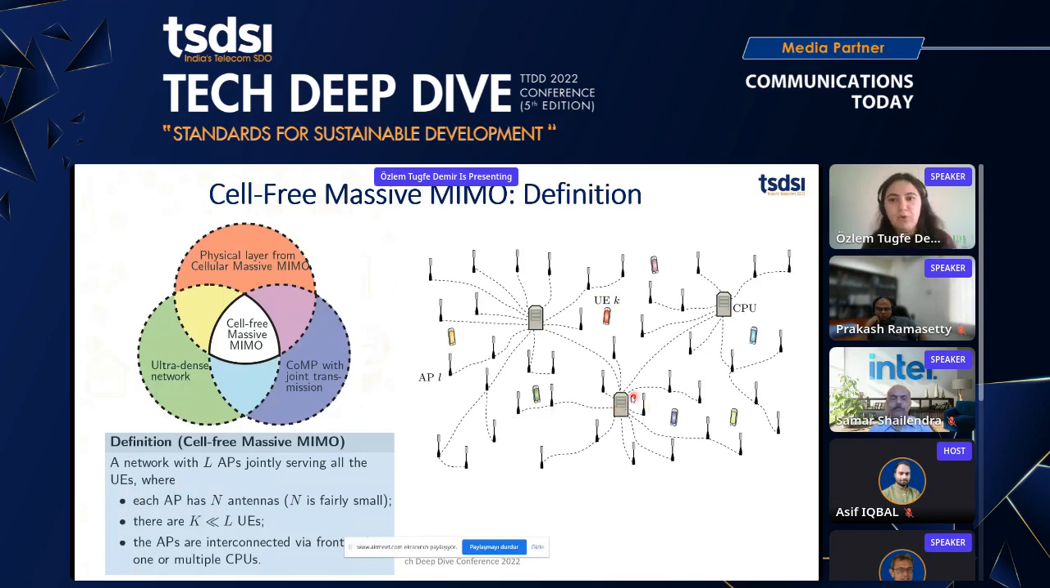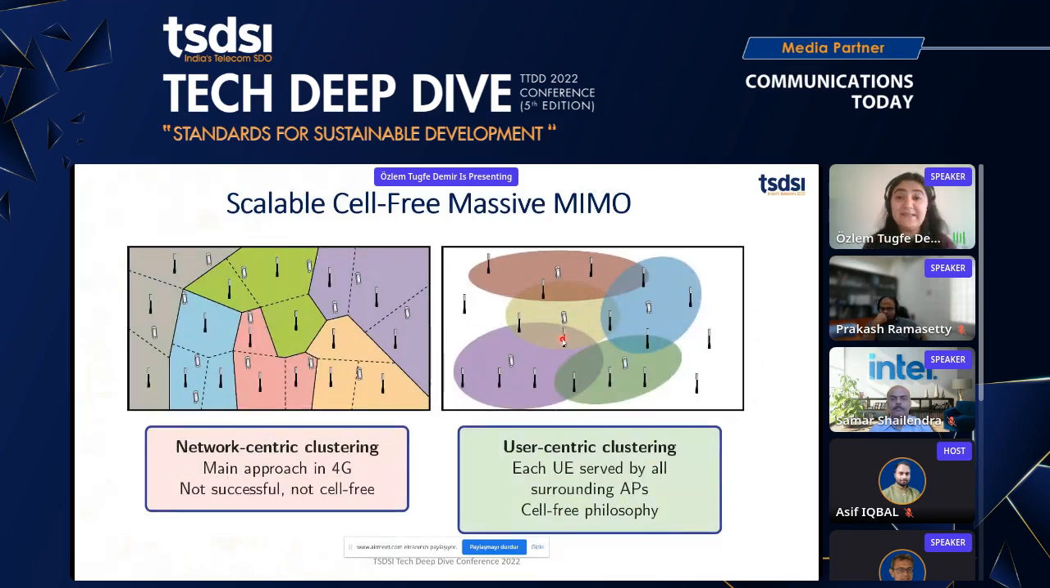And also the important thing is that to facilitate this joint processing, joint transmission and reception, the access points are interconnected via fronthaul connections to one or multiple central processing units, CPUs. These CPUs can be either a big macro base station or maybe a separate entity. So you can think of them as a logical entity here, but they are responsible for coordinating this cell-free massive MIMO operation.